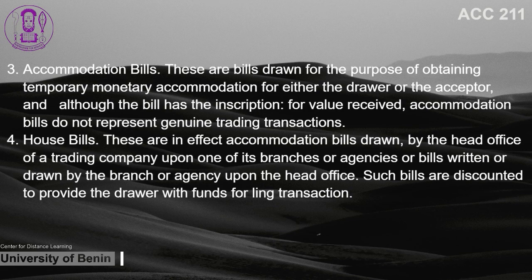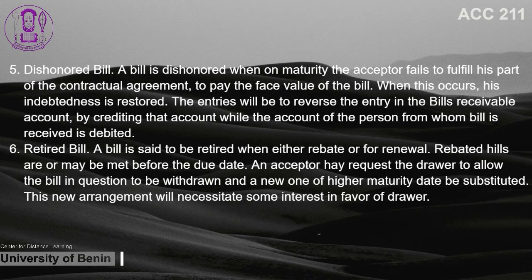4. House bills. These are in effect accommodation bills drawn by the head office of a trading company upon one of its branches or agencies, or bills drawn by the branch or agency upon the head office. Such bills are discounted to provide the drawer with funds for long transactions. 5. Dishonored bill. A bill is dishonored when on maturity the acceptor fails to fulfill his part of the contractual agreement, to pay the face value of the bill. When this occurs, his indebtedness is restored.